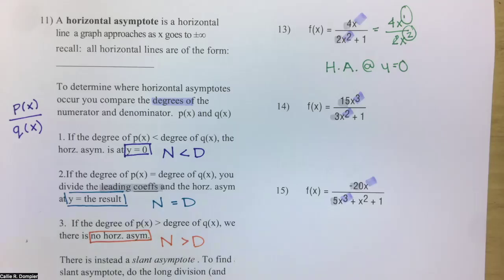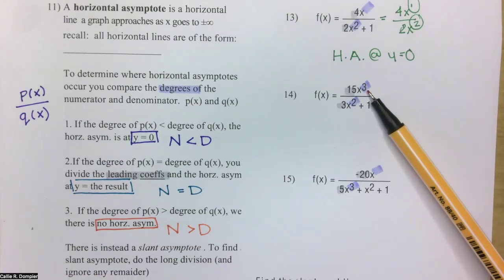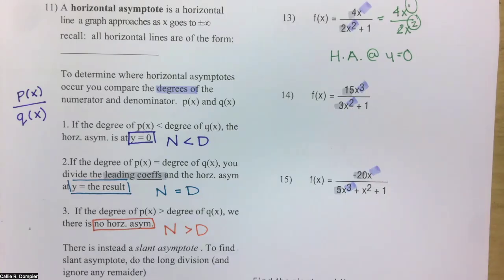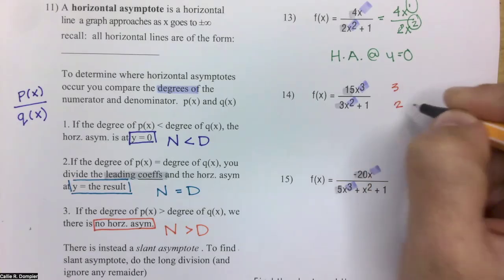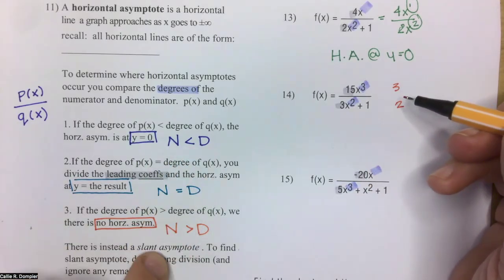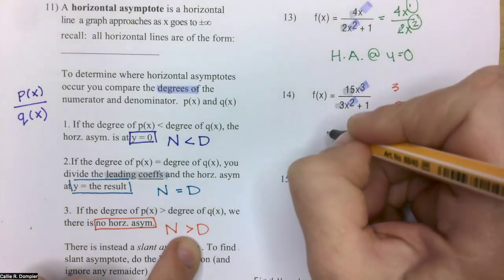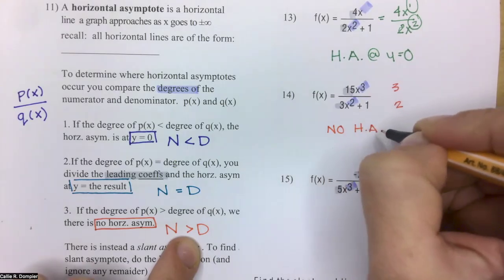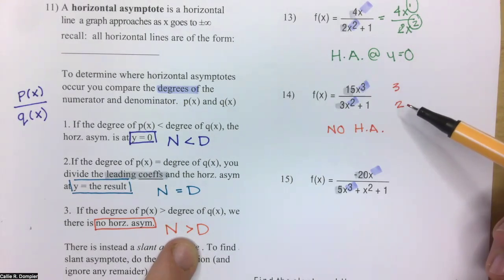Good. 14, again, we're checking just the degree of the numerator versus the degree of the denominator, just the first term. So we have a 3 and we have a 2, right? Is 3 less than 2? Is 3 equal to 2? Or is 3 greater than 2? 3 is greater than 2, so we say no horizontal asymptote because 3 is greater than 2.